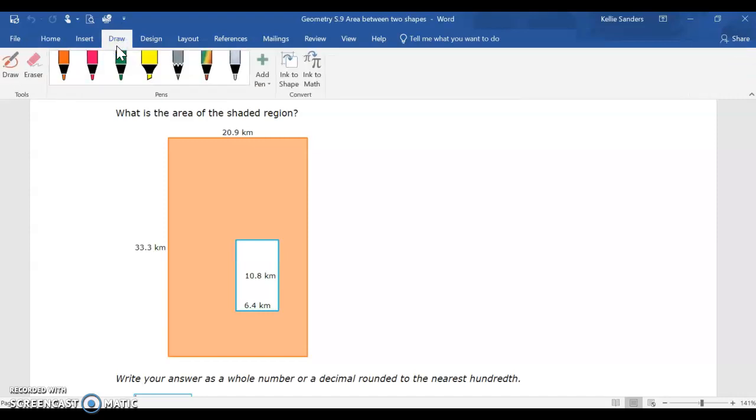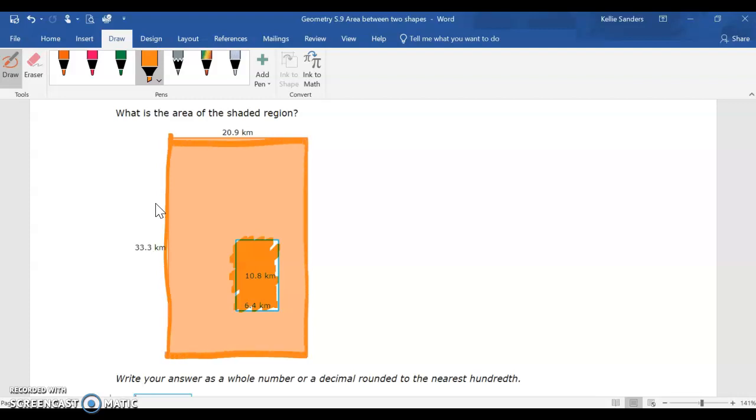So if we have, let's do something real quick. If I colored in this right here, what would this shape be right here? It would be a rectangle, correct? So it's asking us for the area of a rectangle, which would be base times height.